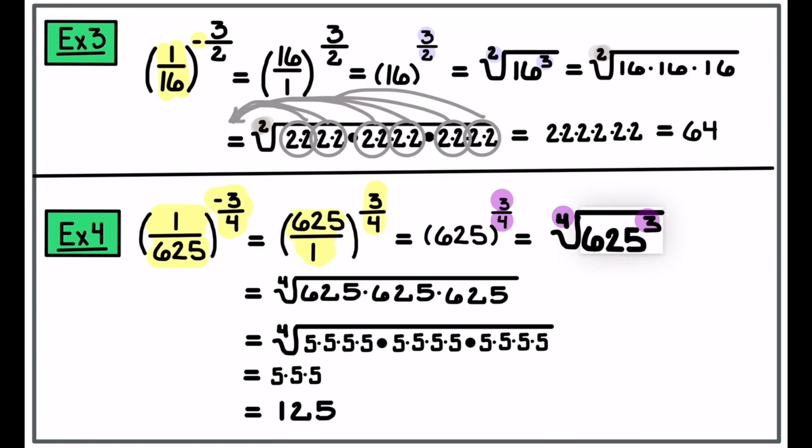Expanding 625 cubed, I have that, and each one of those 625s is 5 times 5 times 5 times 5. I need 4 of a kind to take a number out, so every time I have 4 5's, I take a single 5 out. Everything has come out of the root, so all I have left is 5 times 5 times 5, which is 125.